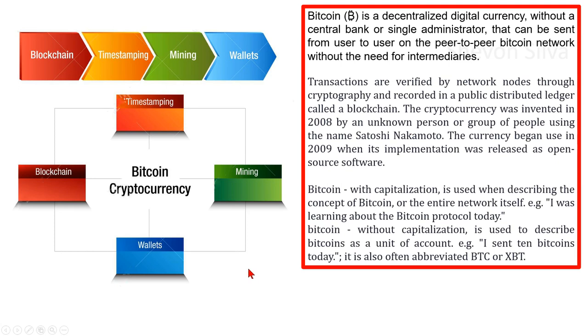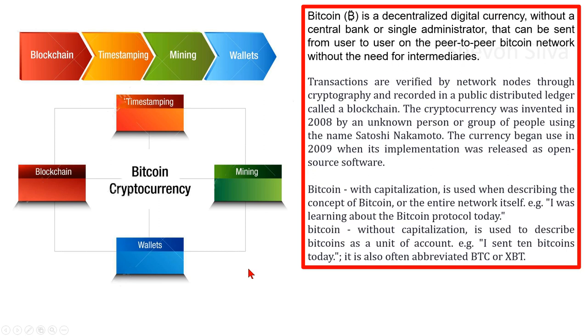Bitcoin is a decentralized digital currency without a central bank or single administrator that can be sent from user to user on the peer-to-peer Bitcoin network without the need for intermediaries. Transactions are verified by network nodes through cryptography and recorded in a public distributed ledger called a blockchain.